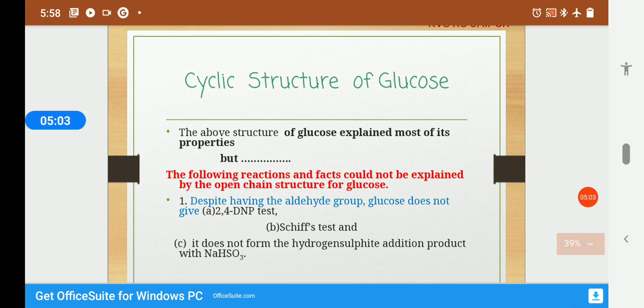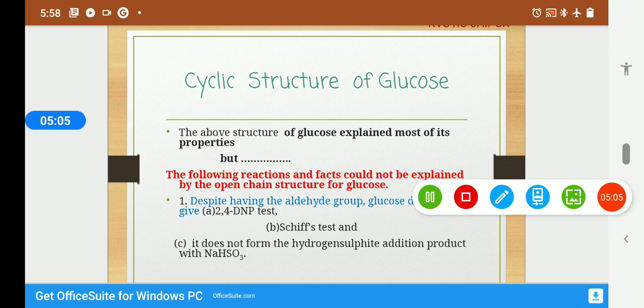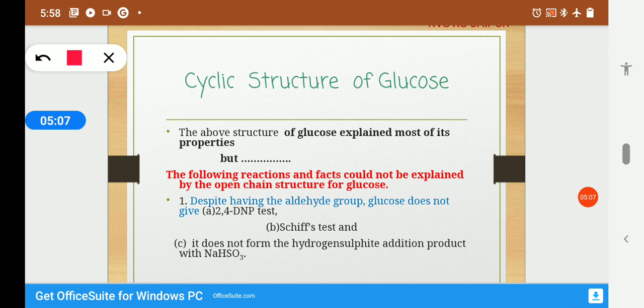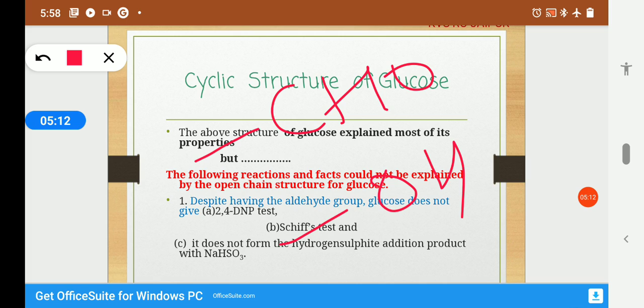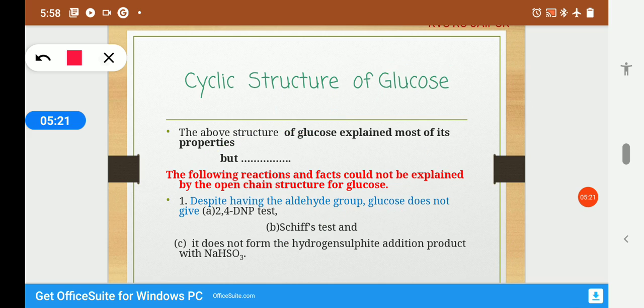Now, the cyclic structure of glucose. As we know that glucose contains a carbonyl group, the aldehyde group, and OH groups also. Both these groups undergo a chemical reaction to give hemiacetal. Due to the formation of hemiacetal, the cyclic structure of glucose is formed. So now we will discuss again. The above structure of glucose explained most of its properties, but the following reactions and facts could not be explained by the open chain structure for glucose.